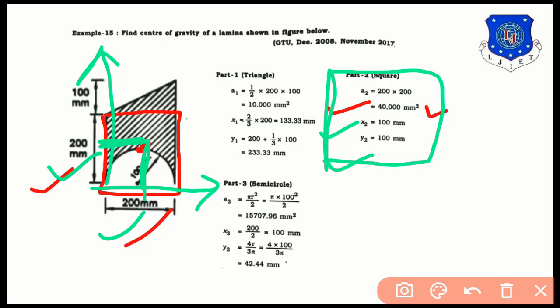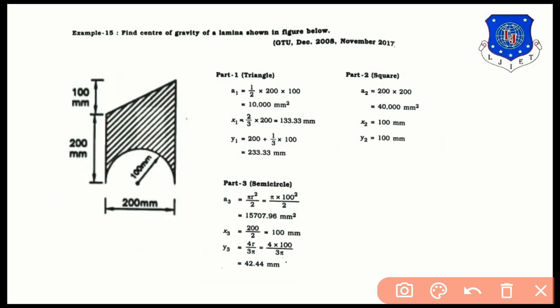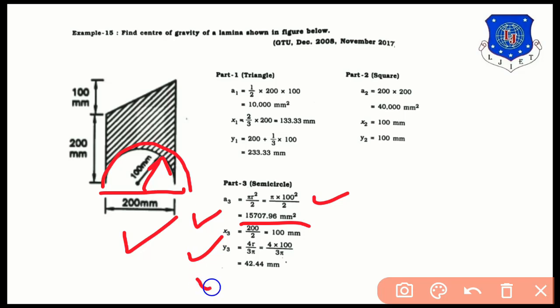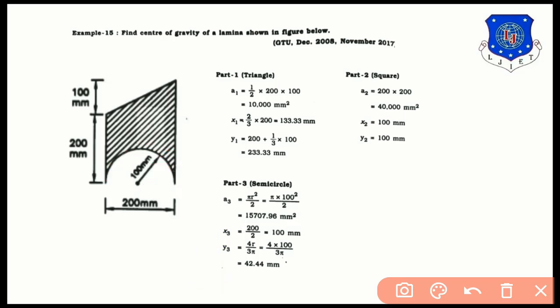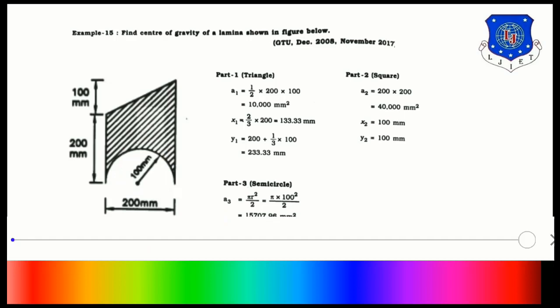So values are available. Now let us talk about the part 3 semicircle. Now what happens with the semicircle? In the semicircle, the base is a diameter 200 mm, so radius will be 100 mm. So according to formula, area of the semicircular part is equal to pi r square by 2, putting down value of radius as 100 mm. So we will get 15707.96 in your calculator.